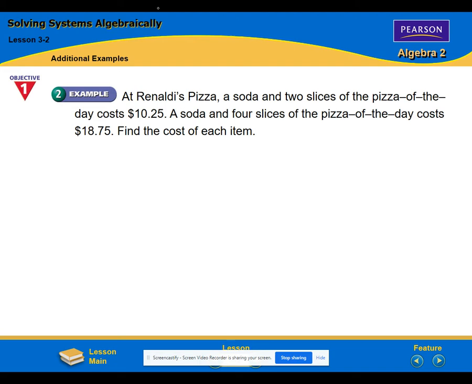At Rinaldi's Pizza, a soda and 2 slices of pizza of the day cost $10.25. A soda and 4 slices of pizza a day cost $18.75. Find the cost of each item. Now we can write these equations. We could just take the situation and write the equation. 1 soda plus 2 slices of pizza, so I think 1s plus 2p for pizza, equals $10.25. 1 soda and 4 slices of pizza, 1s plus 4p, equals $18.75.